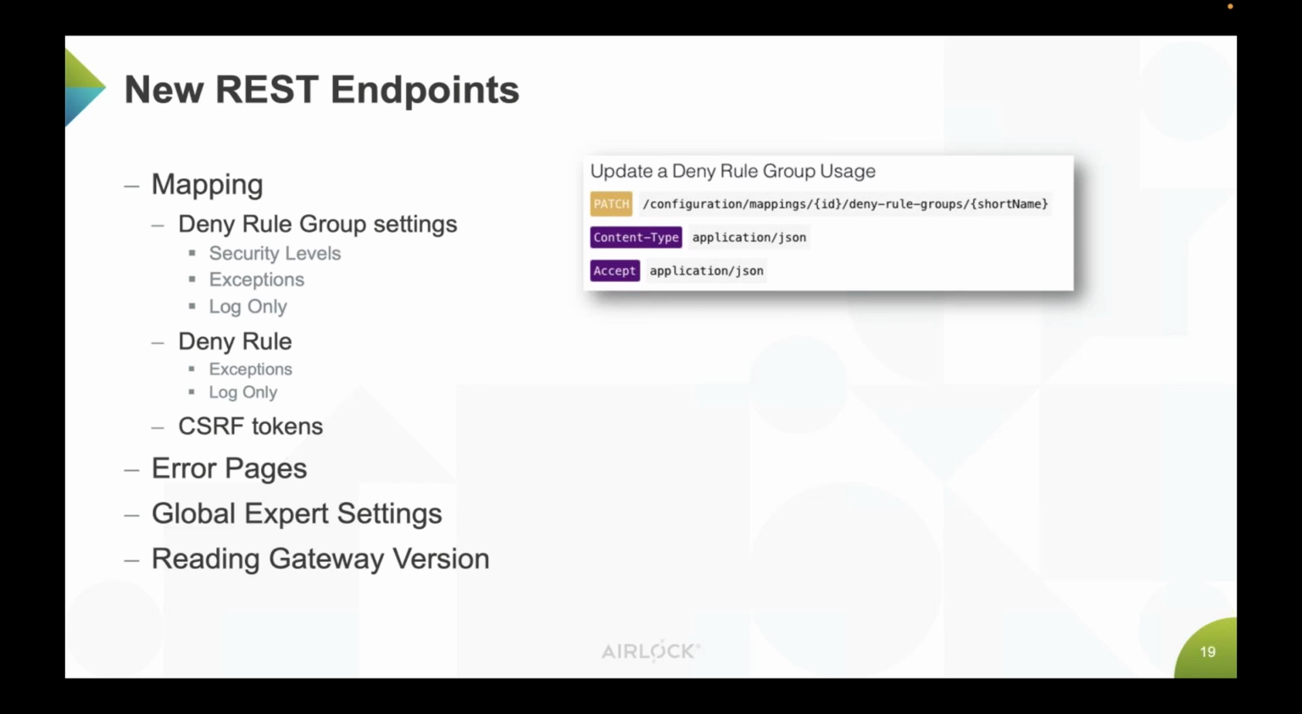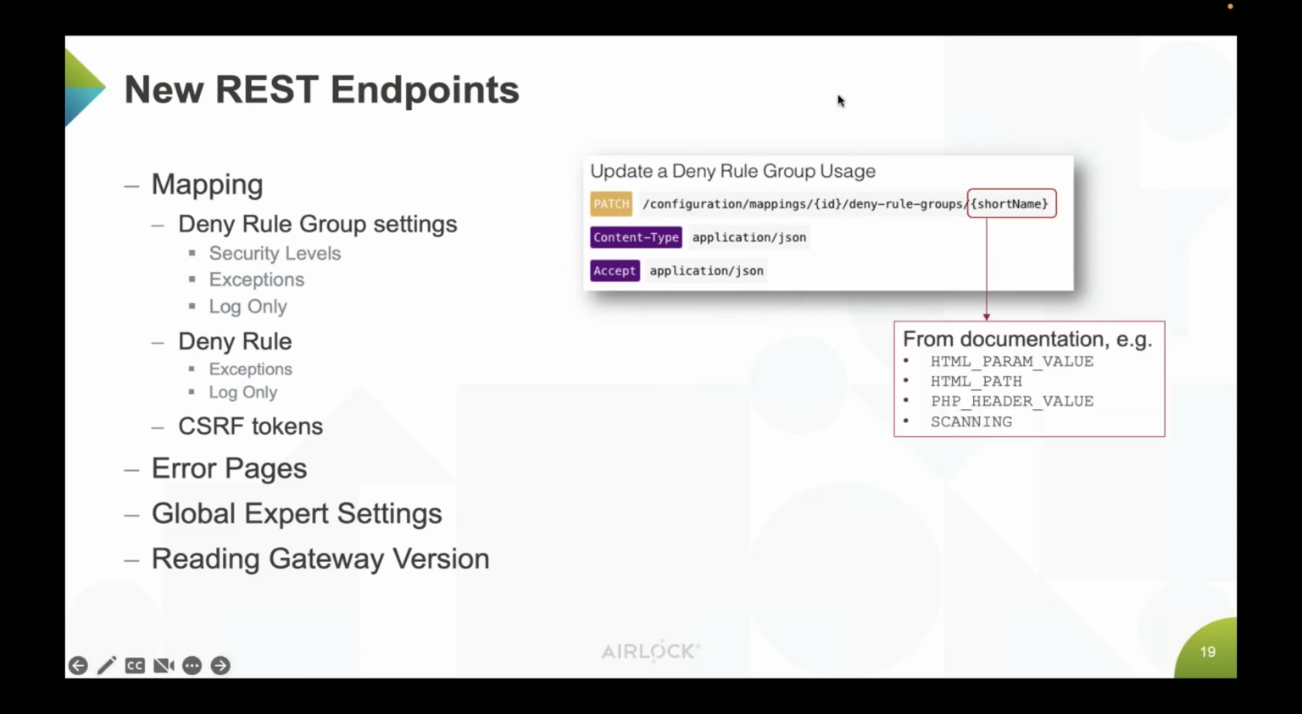In addition, you can configure CSRF tokens on the mappings. You can add error pages using the REST API. You can control global expert settings. Up until today, it was only possible to do it on mappings or backend groups. And you can read out the gateway version in case you have an environment with different stages where you have different versions of gateways in place.